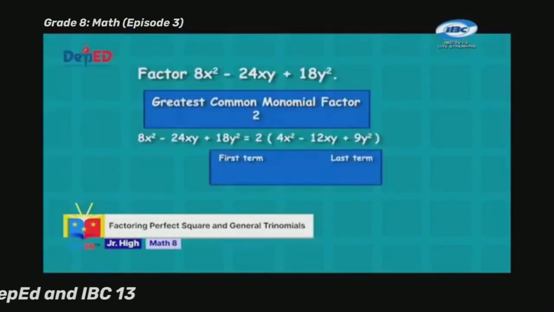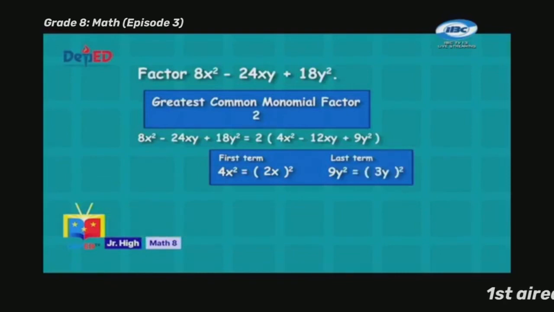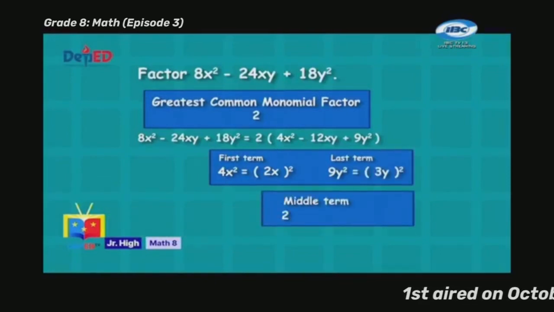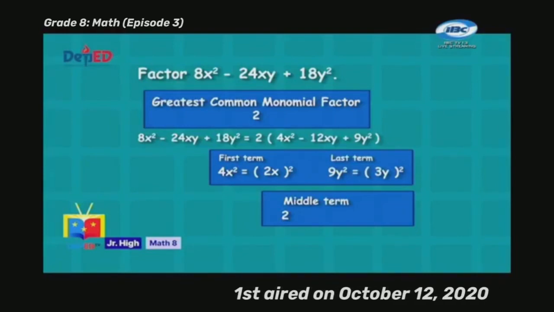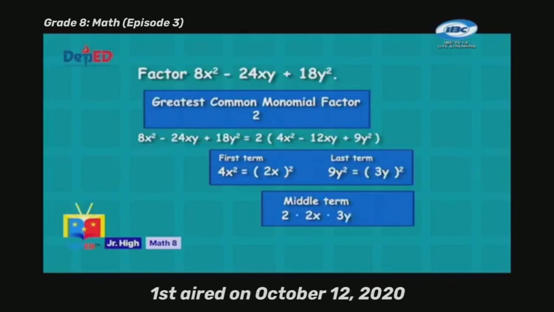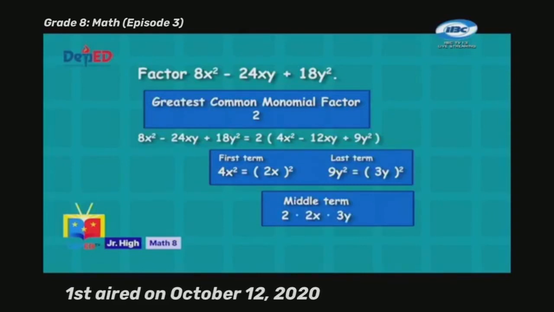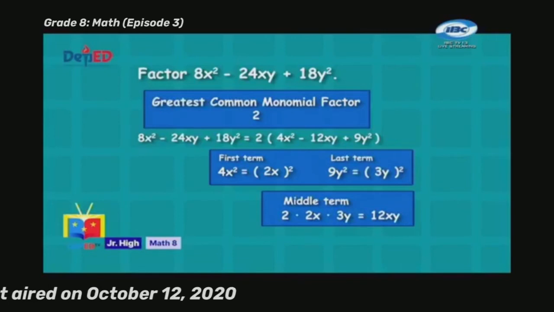Check if the first and the last terms are perfect squares. 4x squared is the square of 2x. And 9y squared can be expressed as the square of 3y. Next, we multiply 2 by these expressions. What is the product of 2 times 2x times 3y? It is 12xy, which is equal to the middle term of the trinomial factor.